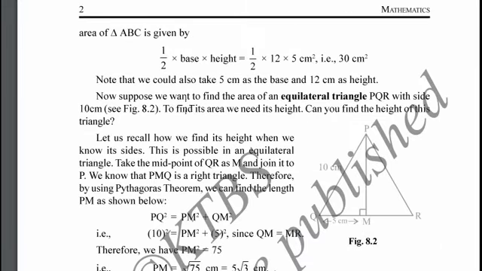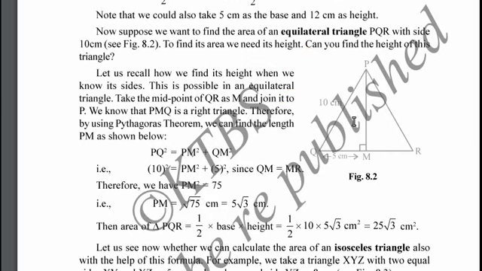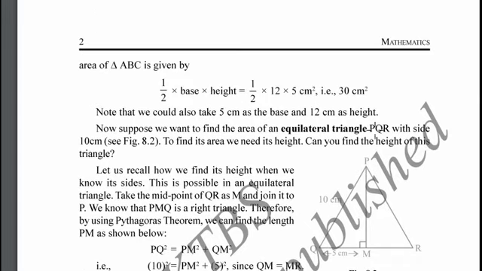Now let us see how to find the area of equilateral triangle. Equilateral triangle having equal side length. Now let's try to find out the area of this equilateral triangle of side 10 centimeter. This side 10 centimeter, this side 10 centimeter, and this side 10 centimeter. We need to find the area of this triangle PQR of side length 10 centimeter.